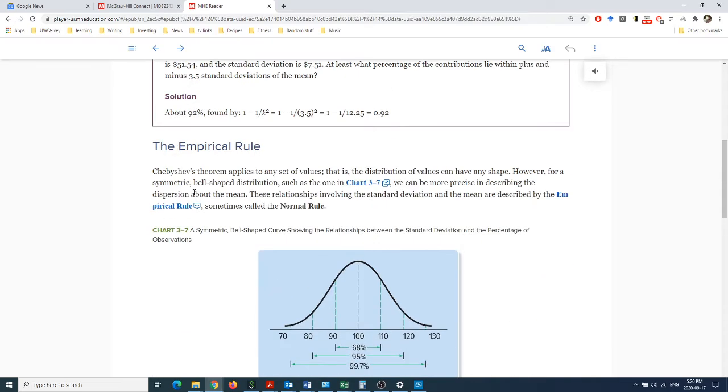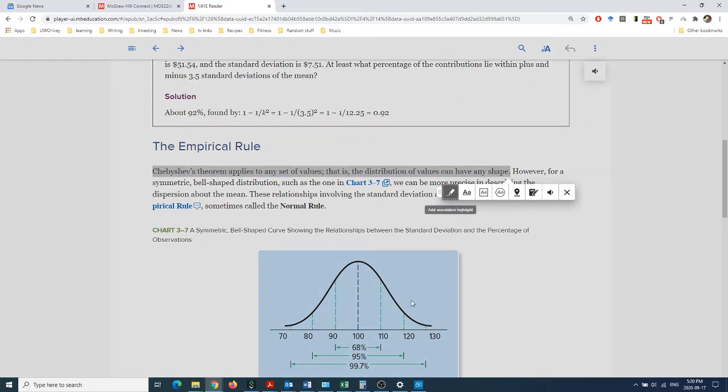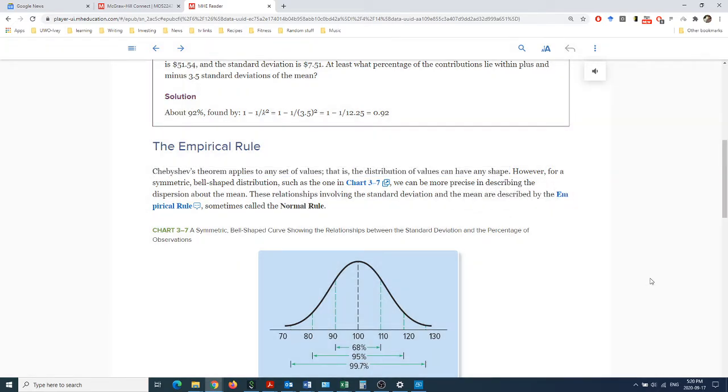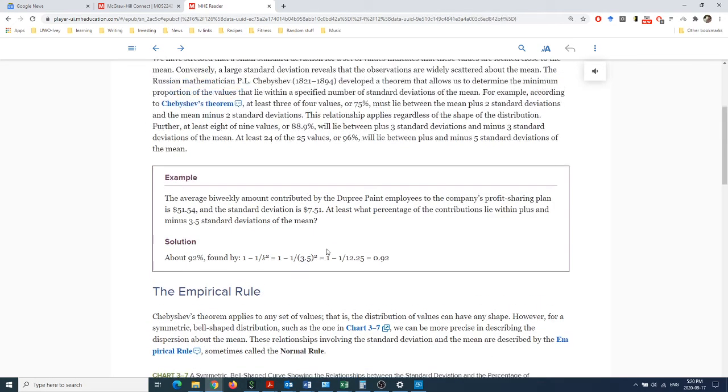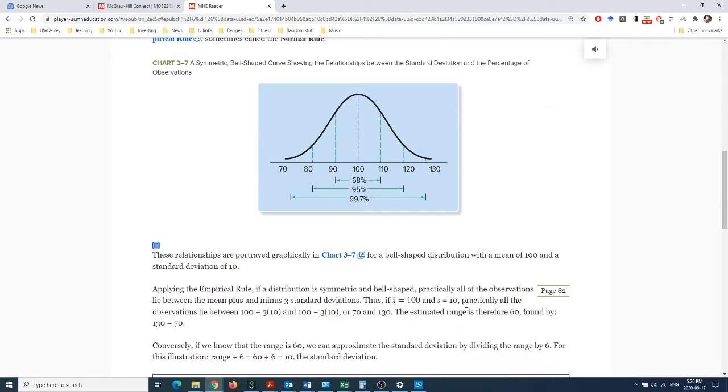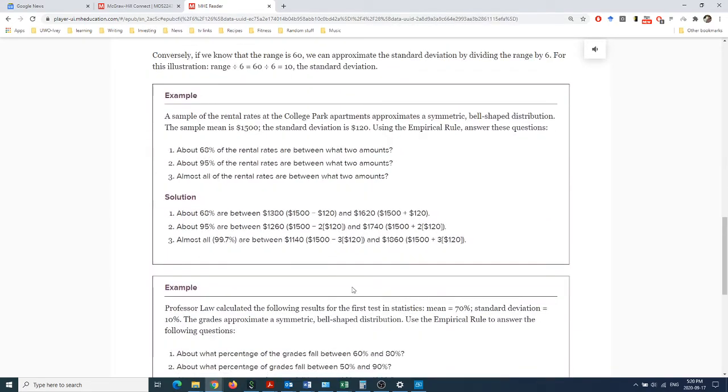The good thing about Chebyshev's theorem is it can be done for any shape. It doesn't have to be symmetrical. It could be right skewed, left skewed, or uniform, it doesn't matter. No matter what, you apply this rule, and that's the minimum number of observations present within that many standard deviations. The problems are fairly straightforward.